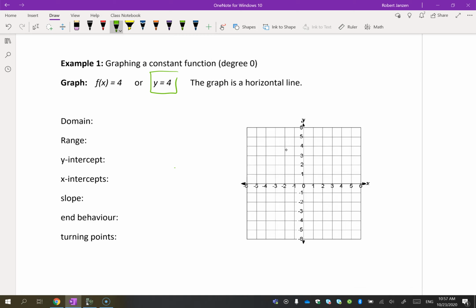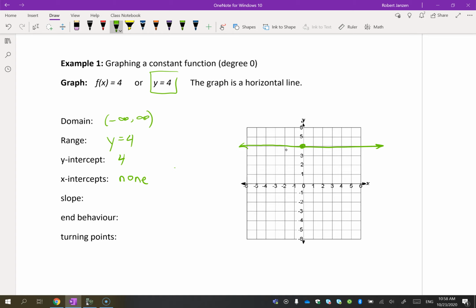Okay, so what's the domain? Well, you can see that line here at 4 goes on forever in both directions. So the domain will be negative infinity to infinity. The range in this case is just y equals 4. It's the only thing it can be. The y-intercept crosses the y-axis at 4. There are no x-intercepts.